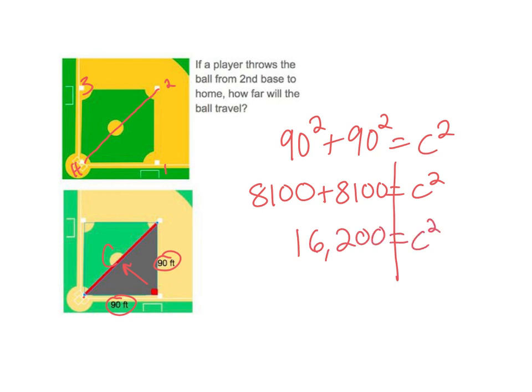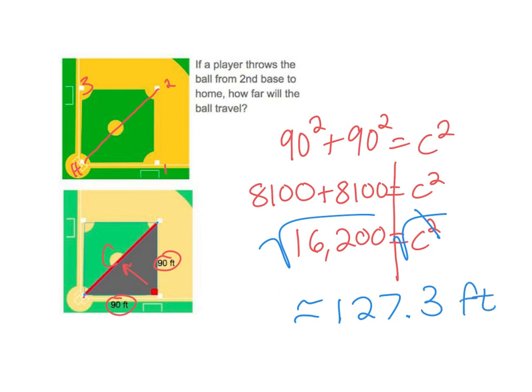And then our last step, you can't forget, I'm going to change colors so we can see it, is to take the square root of both sides. So my exponent and my square root cancel. And then I'm left with the square root of 16,200, which is about 127.3 feet. I'm just using my calculator to figure out the square root of 16,200.